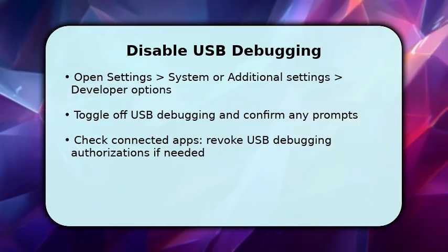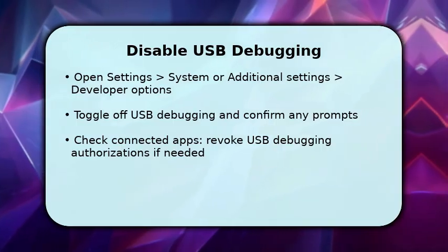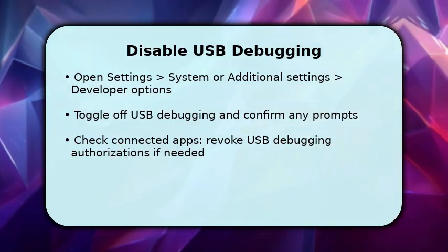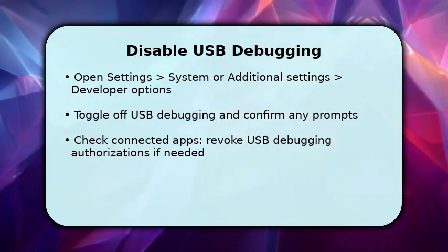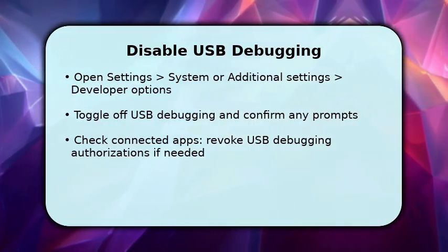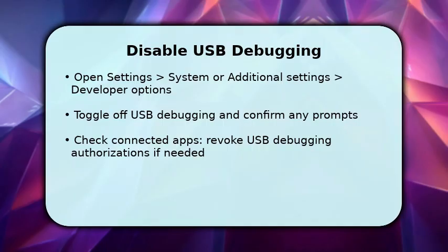Scroll to USB debugging and toggle it off. When a confirmation appears, accept it to stop ADB connections. Once toggled, inspect the list of authorized computers or apps and choose Revoke USB debugging authorizations if you want to remove prior permissions. Make sure to exit developer options to keep settings.